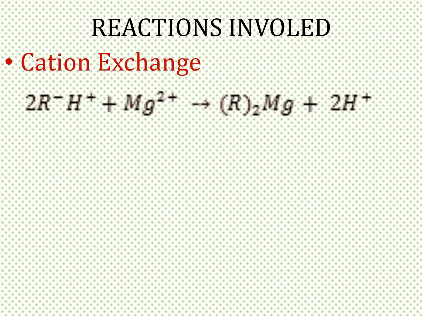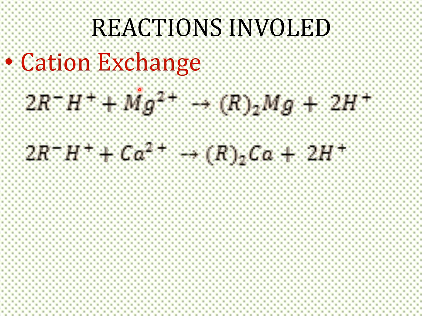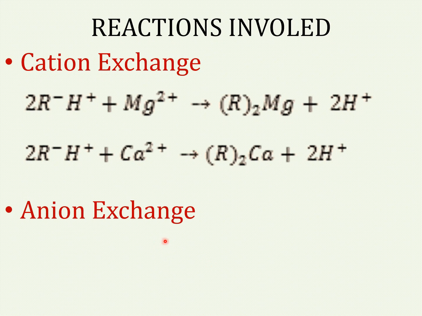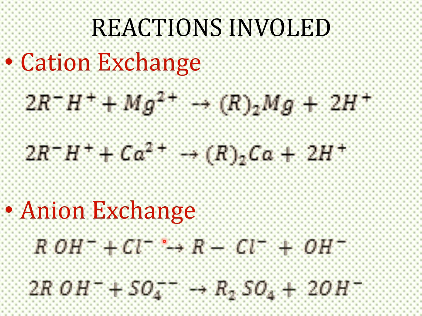It is nothing but a repetition. In the cation exchange case, we have considered two examples: how magnesium ions are removed and how calcium ions are removed. They are similar to each other. Similarly, under anion exchange resin, I have considered two equations: how chloride ions are exchanged for OH minus and how sulfate ions are exchanged for OH minus ions. That's it.